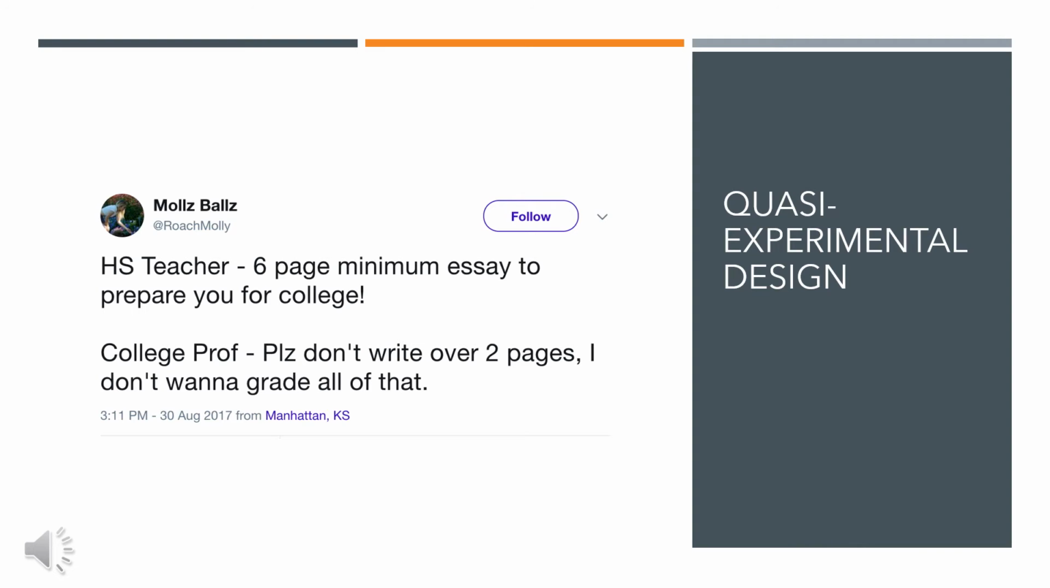For example, if we wanted to see if there's a difference in the amount of pages assigned to high school students and college students taking English classes, it would be difficult to randomly assign students to either be in a high school versus a college English class. It would be easier to study students who are already grouped into those classes. If we cannot randomly assign participants to a group, we conduct a quasi-experimental research study.